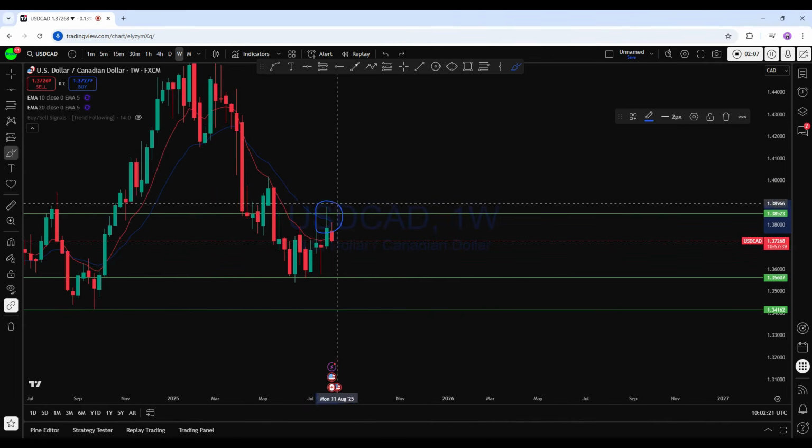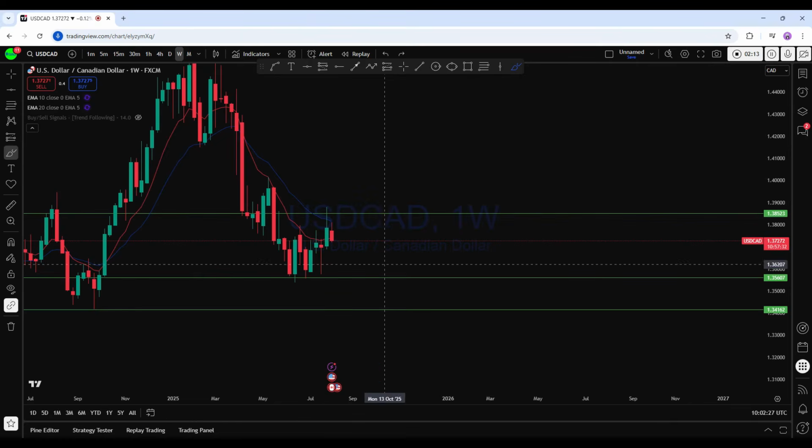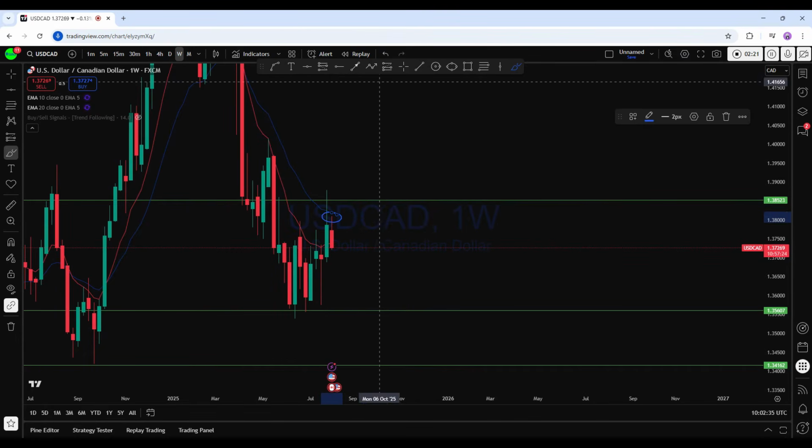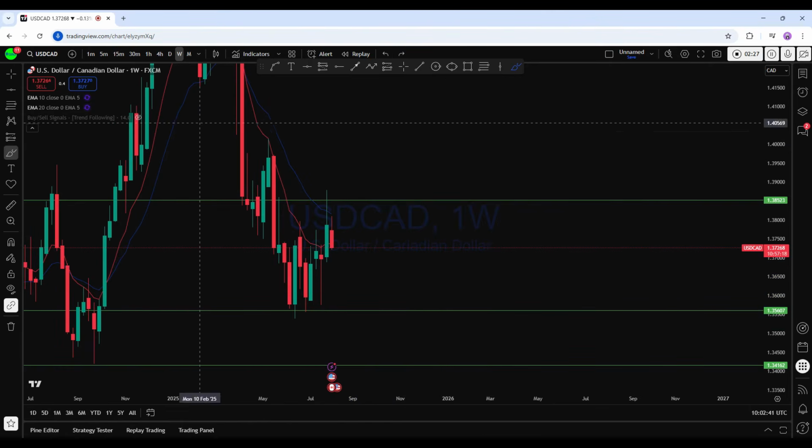Previous week we saw a rejection crossing both the 10 and 20 EMA, and the market again started to drop back down here. And therefore this week, as we are almost at the end of the week, we can see the bulls couldn't make that high. Instead, the price started to drop back down again to this weekly support level.